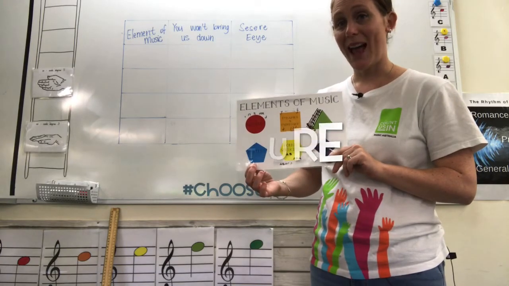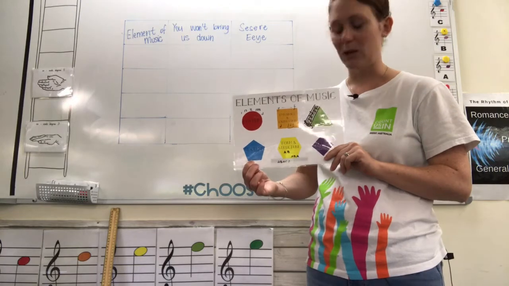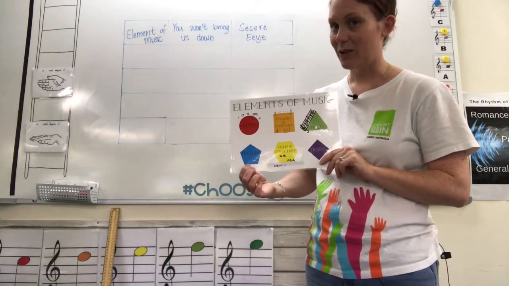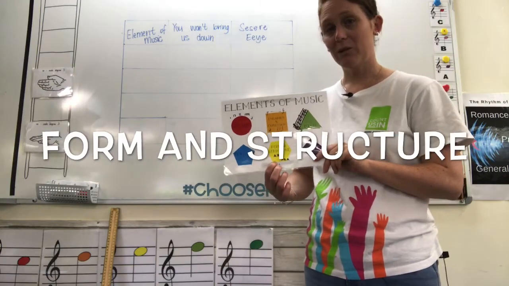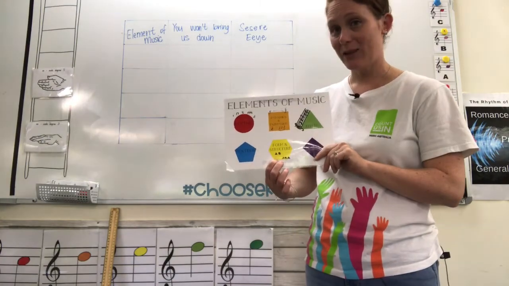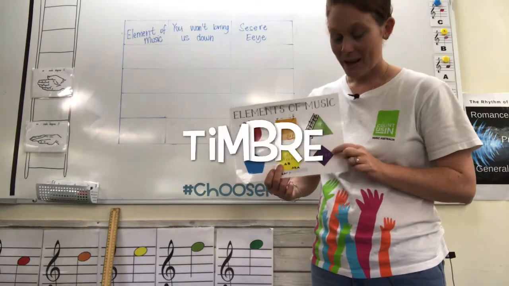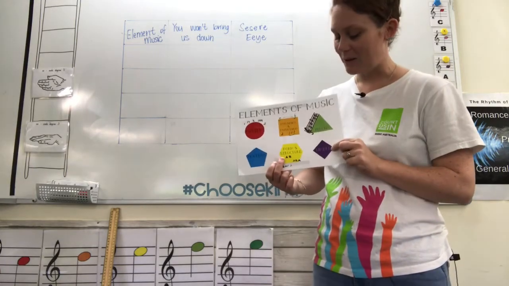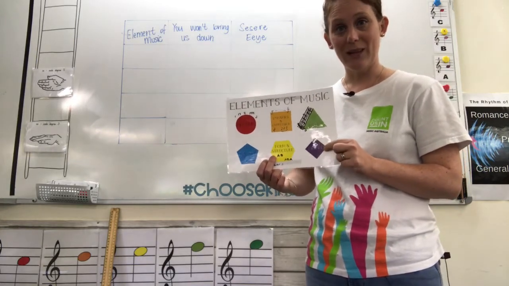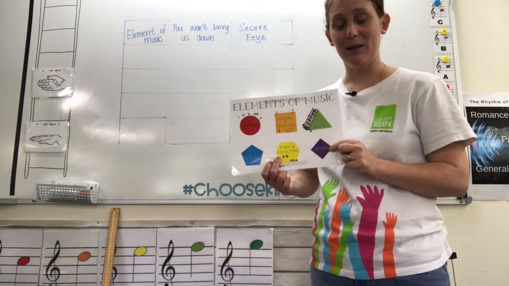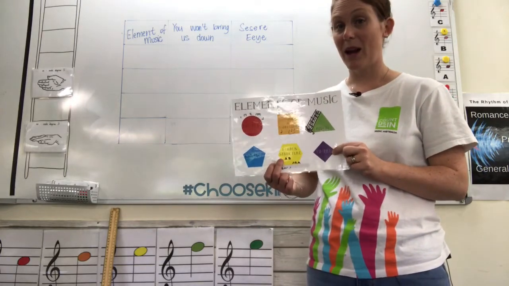Texture talks about how many instruments are playing at once. How many different layers can you see? How many different layers can you hear? Form and structure talk about the different parts of a song, like the chorus and the verse. And timbre is a fancy music word that simply means sounds. So what sounds or what instruments are you hearing in the piece of music? Are they made by electronic sounds or are they made by acoustic sounds?